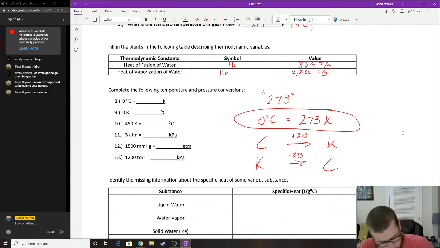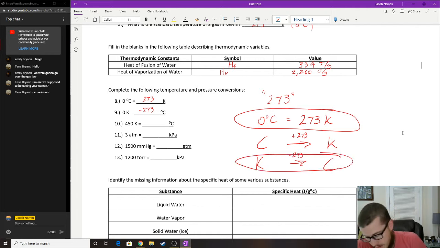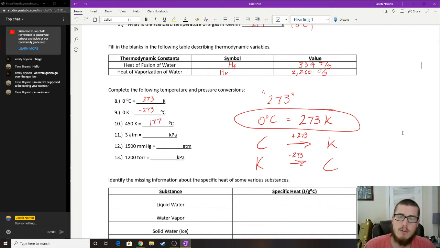So based on that then, I have a key here that I should be referencing. I don't need it. It's not real hard. But 0 degrees Celsius is going to be 273 degrees Kelvin. Again, that's straight from the reference table. And then 0 Kelvin is equal to negative 273 degrees Celsius. And again, when you're going from Kelvin to Celsius, you subtract 273. So for number 10 then, in my calculator, I did 450 minus 273. See, I'm using this relationship down here at the bottom. And I got 177 degrees Celsius.